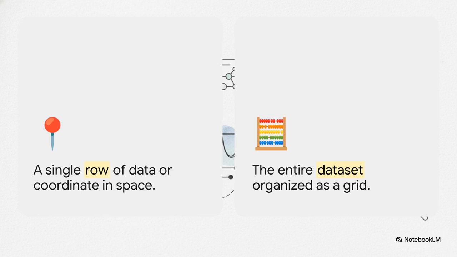In data science, a single row of data is called a vector. Don't let the fancy word scare you. It's literally just a coordinate pointing to a specific spot in that multidimensional space we just talked about. And the entire data set, that whole thing, is your matrix. It's just a massive grid holding all those individual coordinates. See? No complex abstract math required to wrap your head around that.